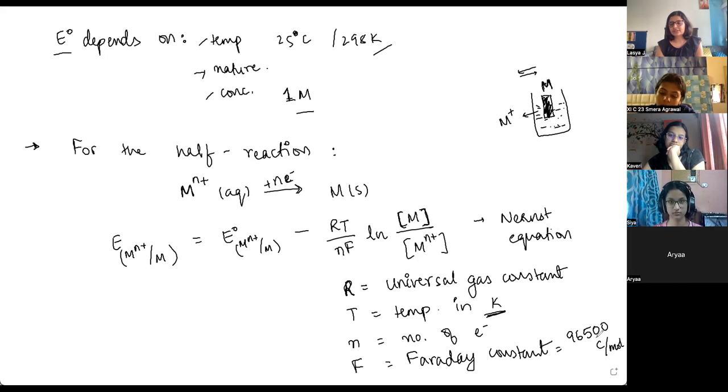So yeah, this is the total charge present on 1 mole of protons, or 96,500 coulombs, the Faraday constant.